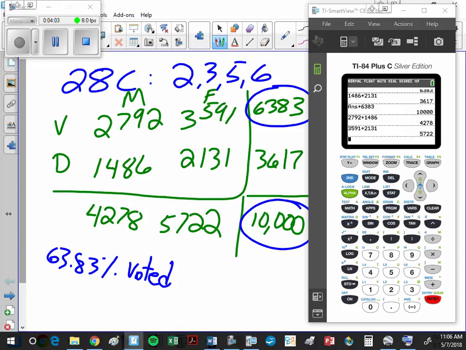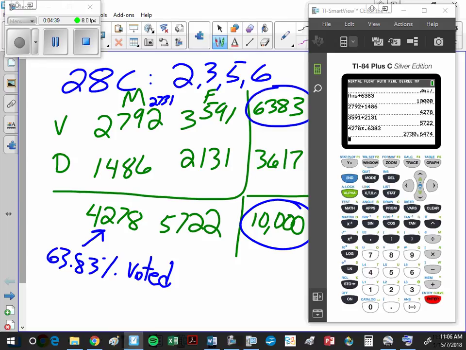Okay, well, how many males do we expect to be part of that voting group? We multiply these together. So 4278 times 0.6383, and that number gives us the expected male voters. How many actually voted? 2792. So I could build a whole other chart, but I like to just stick them right next to each other. And I'm going to round that up to 31.